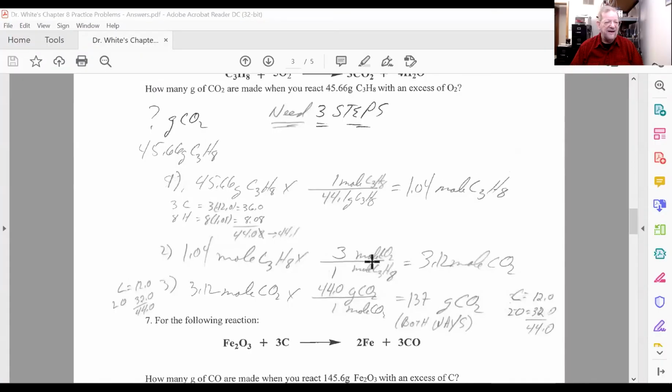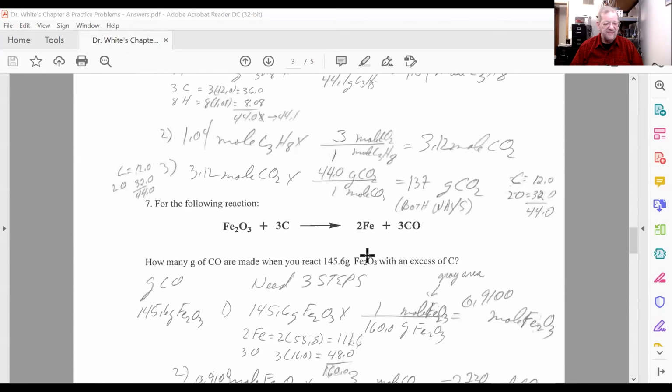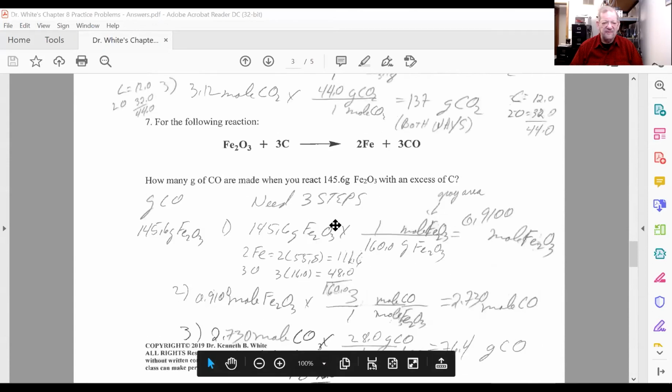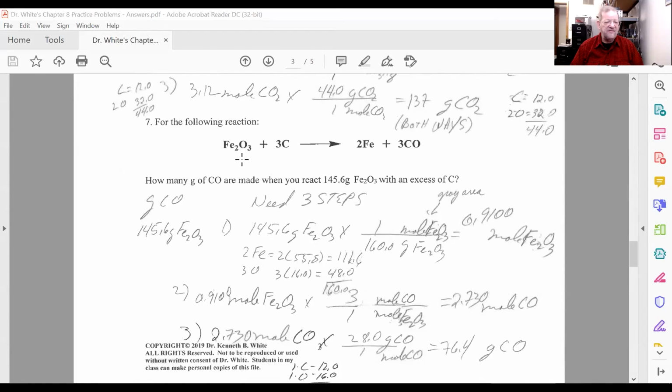All right, now, special requests. One of your colleagues asked, can I do, I believe, hold on, let me refresh, 7 and 10, and the answer is yes. So let's go back and look at number 7. Let's move this up here. Let's move this over here. And here we have this balanced chemical equation. We're asked how many grams of carbon monoxide, CO, are made when you react this amount of ferric oxide, otherwise known as rust, with an excess of carbon.